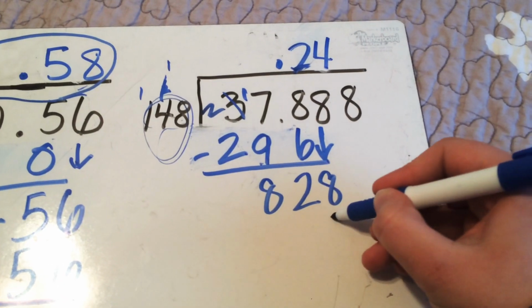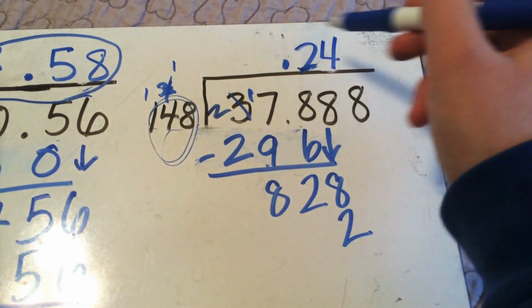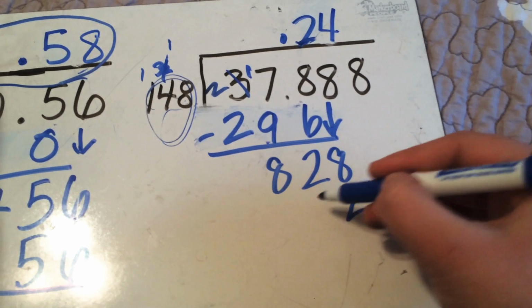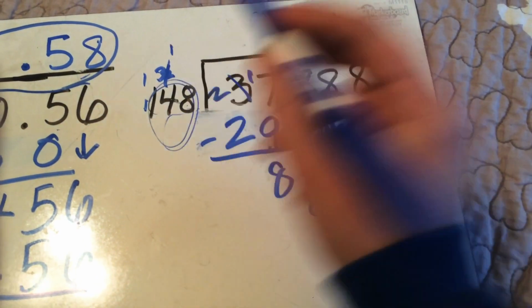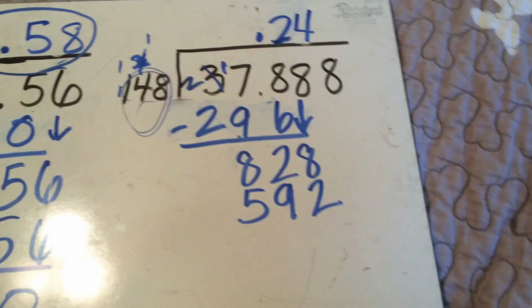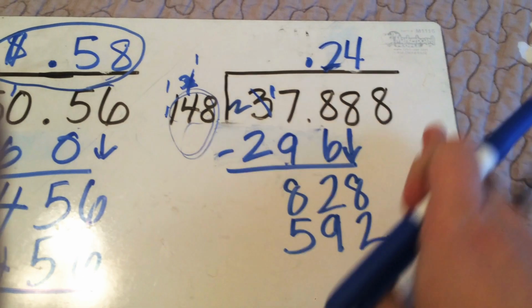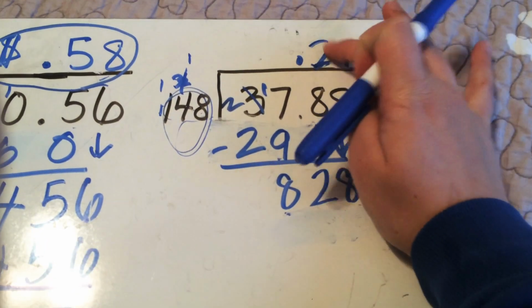4 times 8 is 32, carry my 3. 4 times 4 is 16, plus 3 is 19. 4 times 1 is 4. Oh, this might be way too low. Guys, I don't know what I'm doing. I already know that this is going to be way too low, so I'm not even going to subtract. I'm just going to go up to 5.